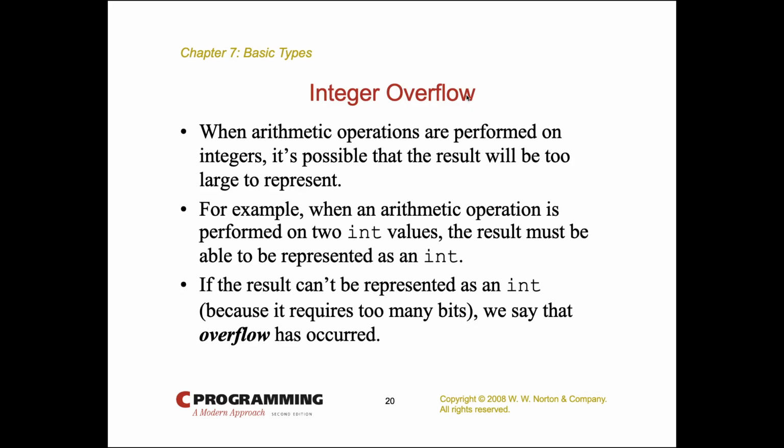Okay, and overflow. Okay, integer overflow. So sometimes we have overflow. When an arithmetic operation is performed on integers, it's possible that the result will be too large to represent. So for example, when an arithmetic operation is performed on two integer values, the result must be able to be represented as an int, right?